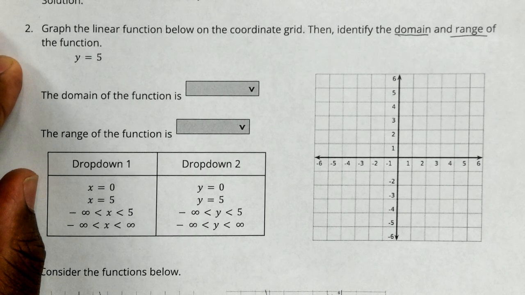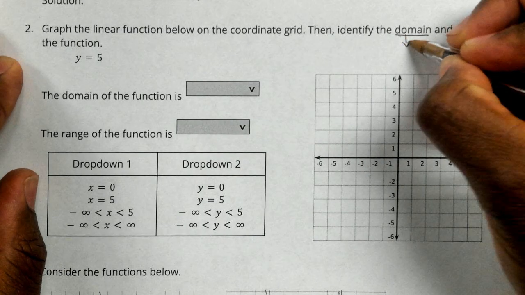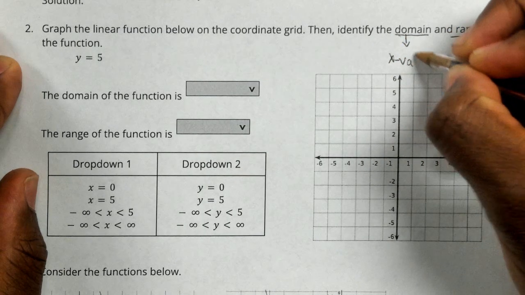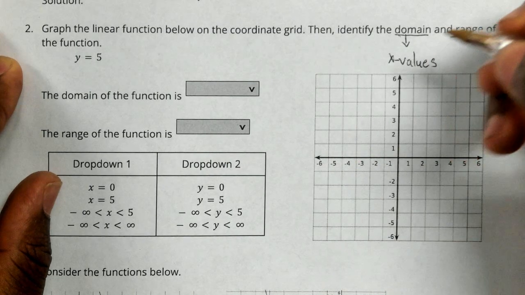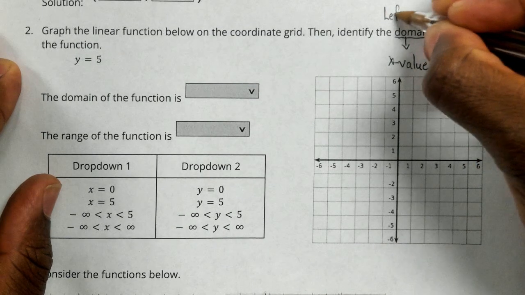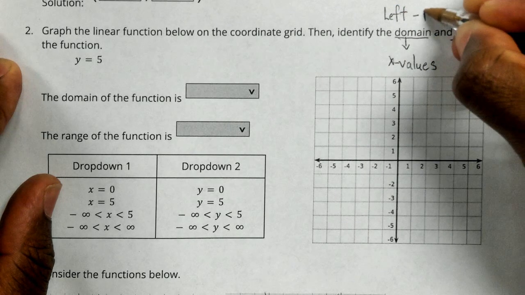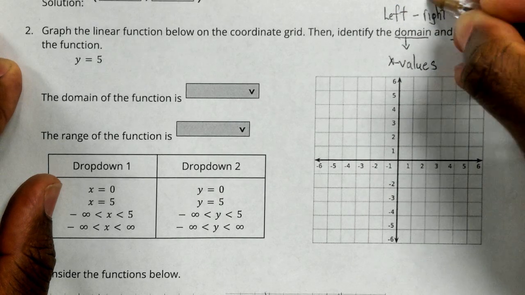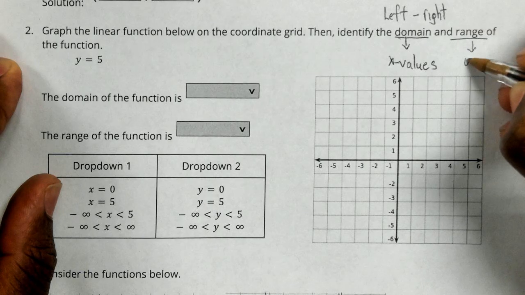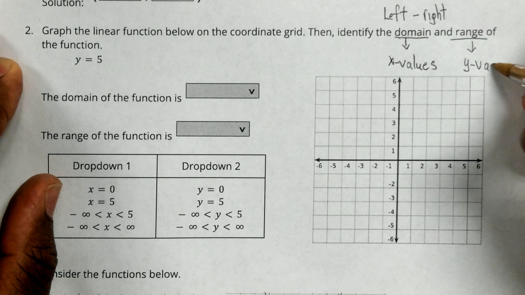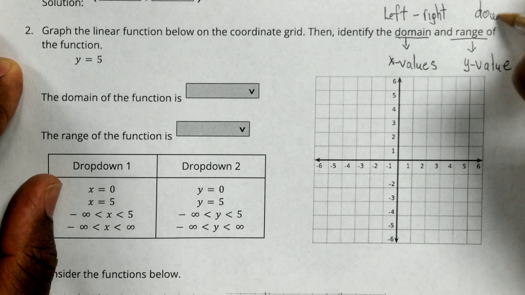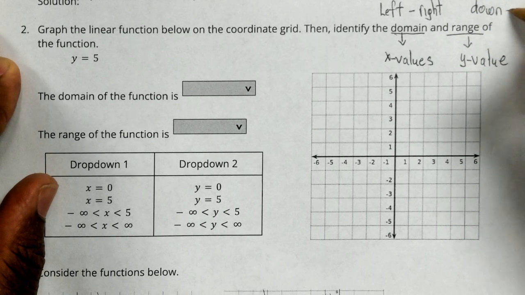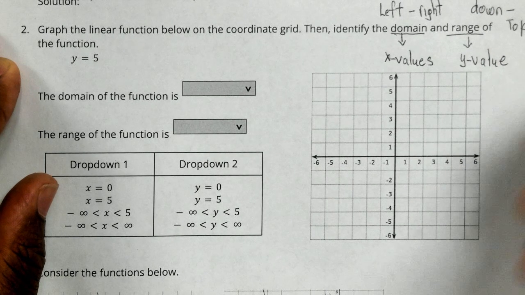Alright? So when you're identifying domain, you need to know what domain is. Your domain are your x values. When you're looking at those x values, we need to look from left to right. Your range are your y values. But for range, you look from down to up. And I know that sounds weird, but that's how you would do it.